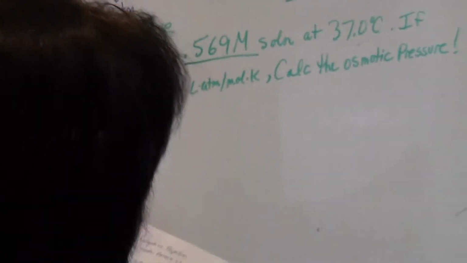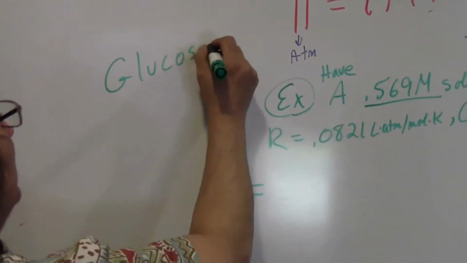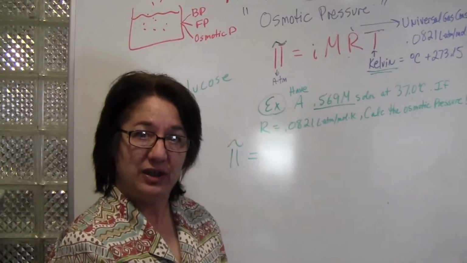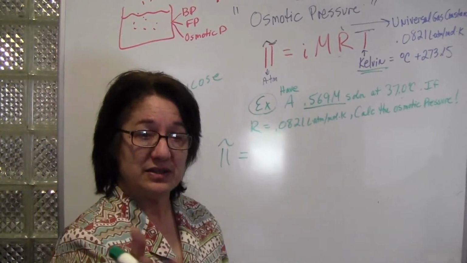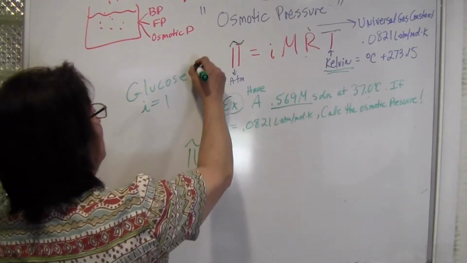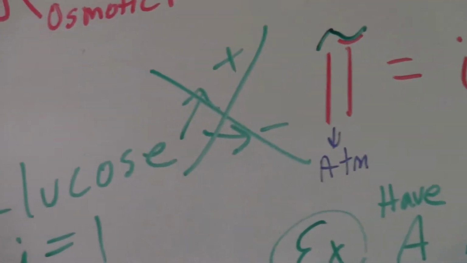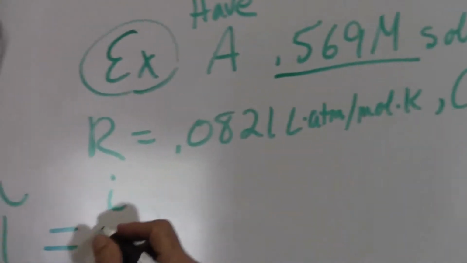What is i? Oh, they didn't even give us a compound. All right, so let's say the compound is glucose. We know that's not a strong acid or a strong base. It doesn't have an oxyanion in it. It doesn't have an NH4 salt. And if it's not any of those things, then the i is going to be equal to 1 because glucose does not separate into positive and negative ions. It stays whole. So i is equal to 1.